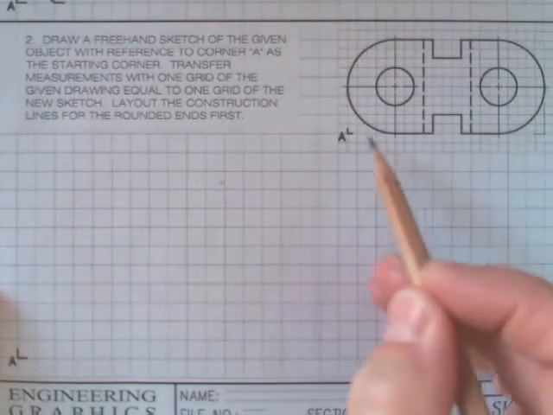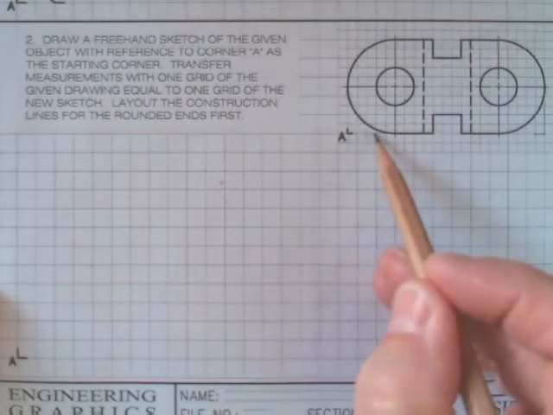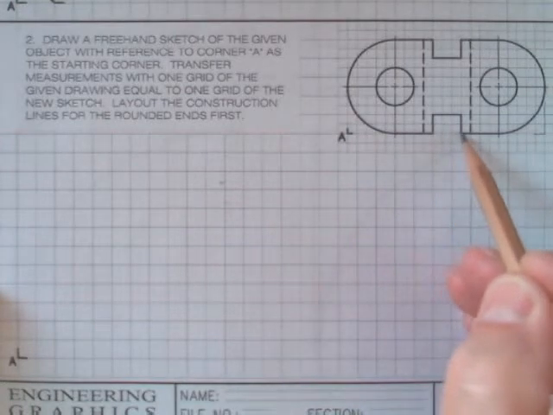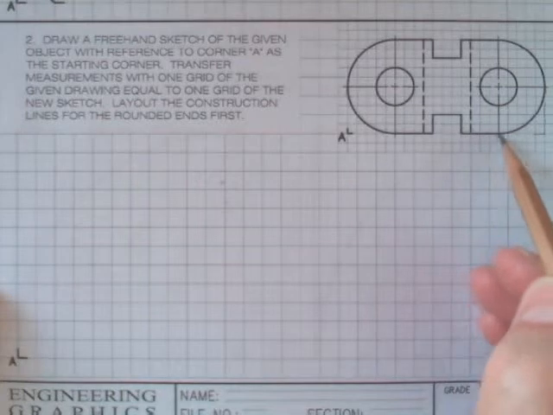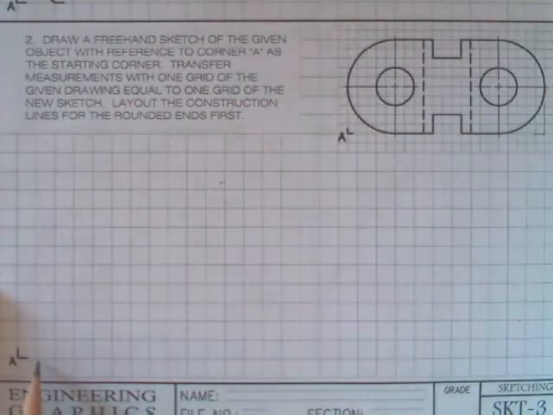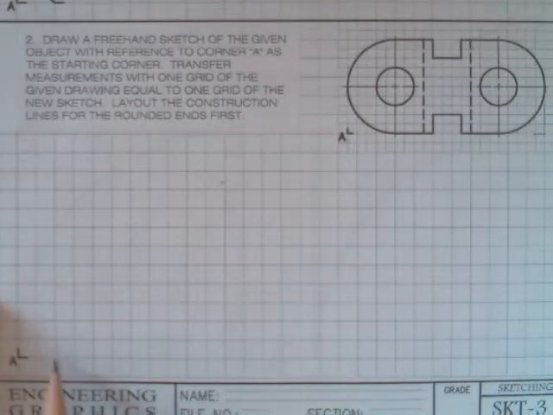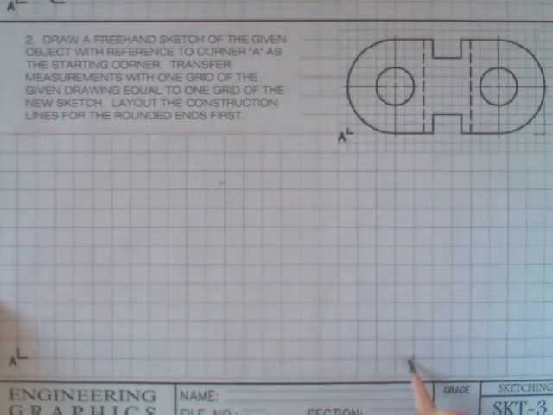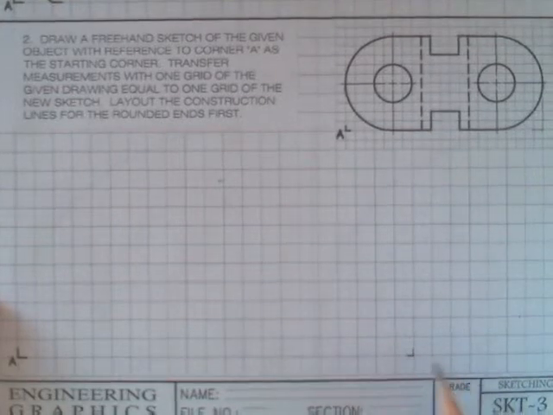to here, it's going to be 1, 2, 3, 4, 5, 6, 7, 8, 9, 10, 11, 12, 13, 14, 15, 16, 17, 18, 19, 20, 21 grids. So I'm going to come down here to A. 1, 2, 3, up to 21. And with that, I'm going to put me a little corner in.